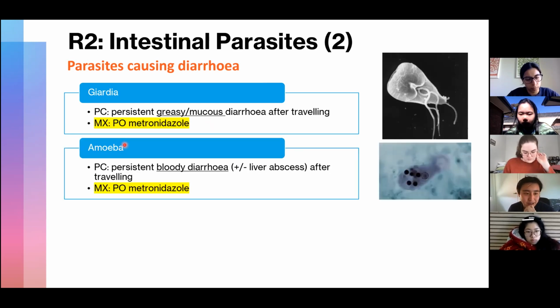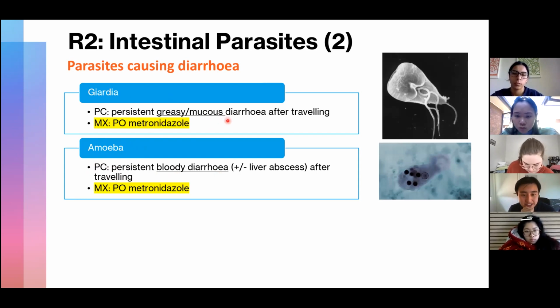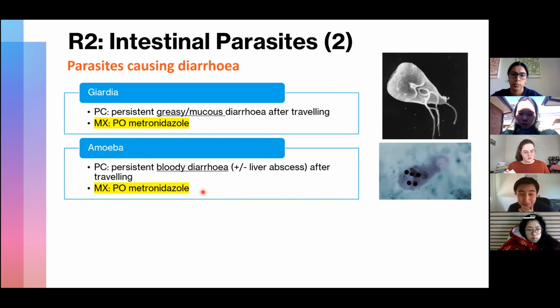The cousin of Giardia is your amoeba. The different thing between amoeba and Giardia is that amoeba has persistent bloody diarrhea as opposed to greasy and mucousy diarrhea. But otherwise, they're both quite similar. They're persistent, and they also come from traveling. And the management for that is metronidazole. Someone asked, is metronidazole an antibacterial? Yes, absolutely. Metronidazole is used commonly to kill your anaerobes, but it is also used to target protozoa, such as Giardia and amoeba. So it can be used for both antibiotics and this.